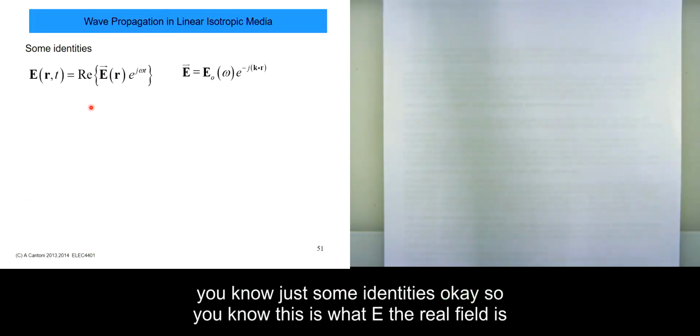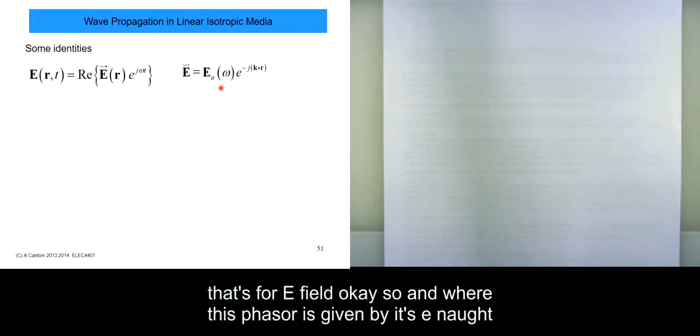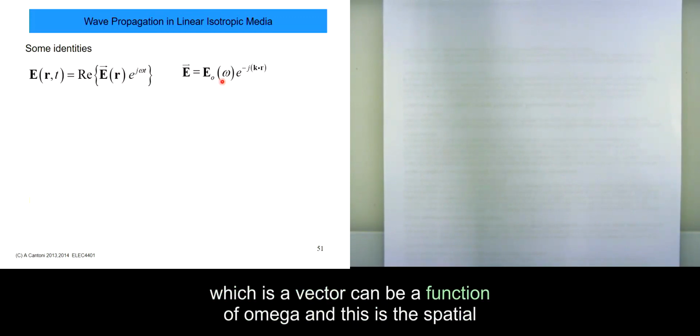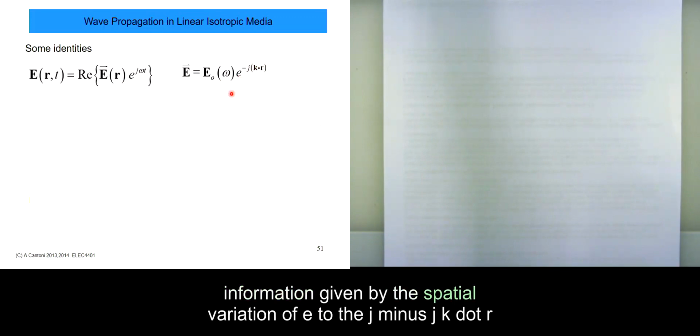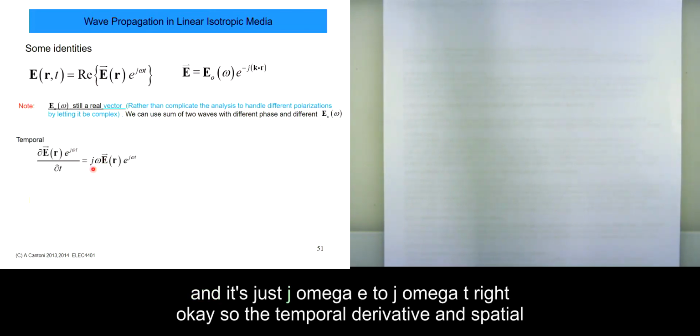So this is what E, the real field, is: it's the real part of the phasor description times e to the j omega t. That's for the E field. The phasor is given by this E naught, which is a vector and can be a function of omega, and this is the spatial variation given by e to the minus j k dot r. So we can take the temporal derivative of the phasor, and it's just j omega e to the j omega t. So, temporal derivative and spatial derivative.